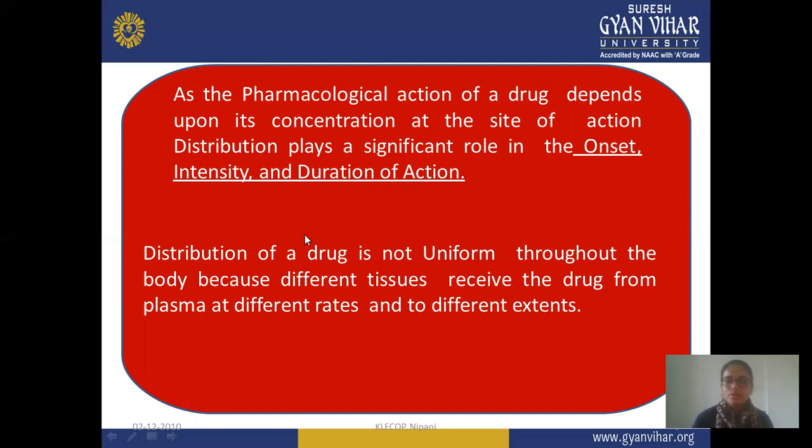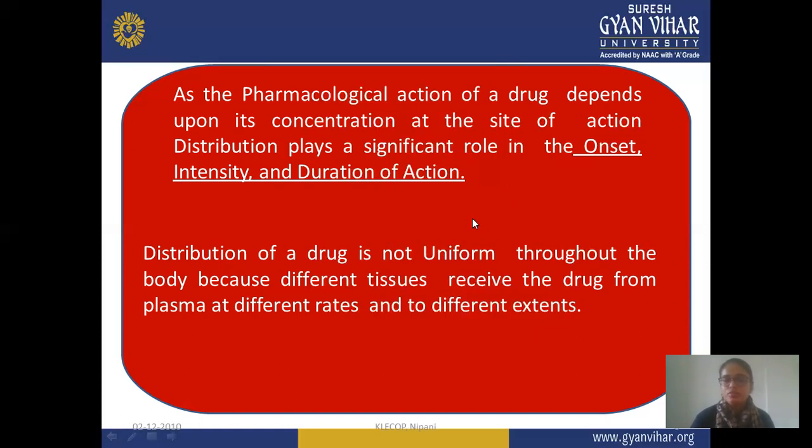Next, distribution of a drug is not uniform throughout the body, because different tissues receive the drug from plasma at different rates and to different extents. In the previous lecture, we already discussed plasma protein binding, and the intracellular, extracellular, blood and tissue sites, how the drug gets bound, the affinity, and which sites are available for binding. In the previous slide, we also observed that not every tissue has a similar affinity or capacity for binding, and binding sites are also not the same for all drugs.